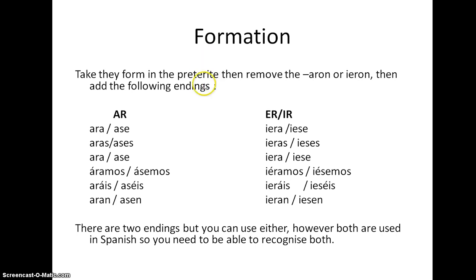So what do we do? We take the preterite and then we take the they form in the preterite and then we remove the aron or the eron off the end. And the reason we do that is it gives us most of the irregulars, and then we put the endings on down here. Now I haven't put any irregulars on here, but if you look at your notes, you'll be able to find the irregulars, but this gives you the basics.